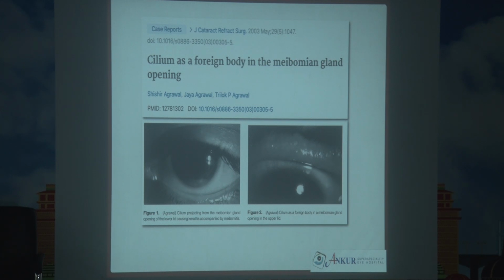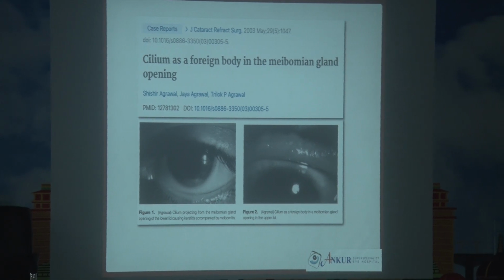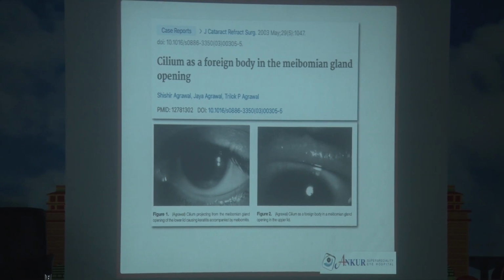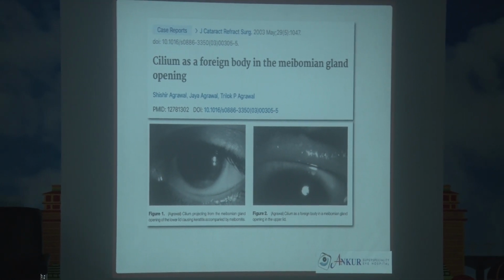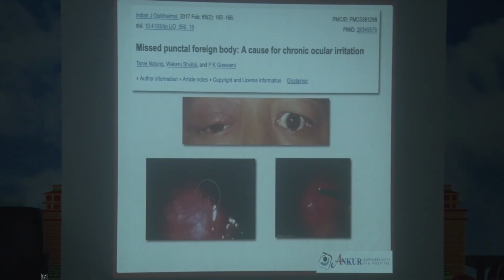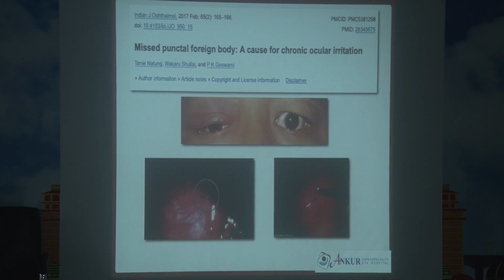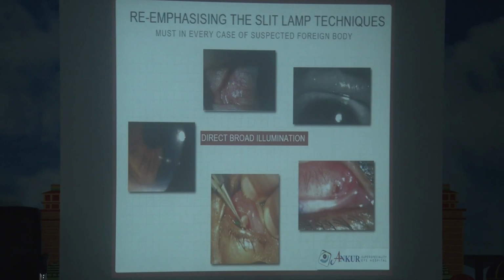Always look for the meibomian gland openings. When you see there is some staining on the cornea, and the patient is complaining consistently of a foreign body, look at the glands. As a postgraduate, this was new to me as well when I did a literature search. In the meibomian gland openings or in a punctum, you will see a cilia or a foreign body sitting there, and it is constantly irritating the surface.